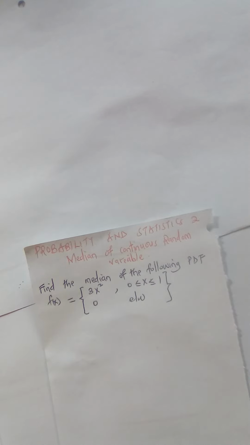You've been asked to find the median of the following PDF. The function is f(x) equals 3x squared, with a range provided there, 0 elsewhere. Now, in case you've been provided with such a question, where you are asked to find the median of the above function, I want to show you the best and easy approach that you need to apply. Now, let us look at the solution here. So that is the solution.